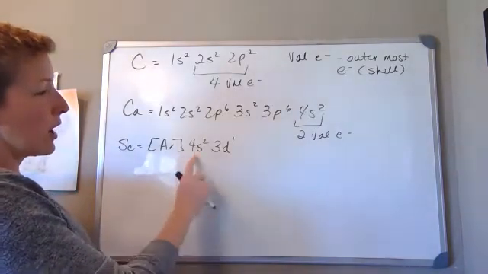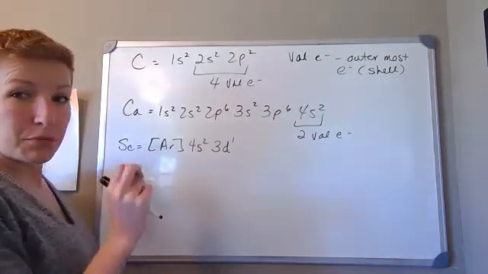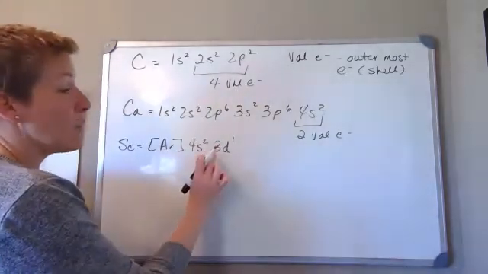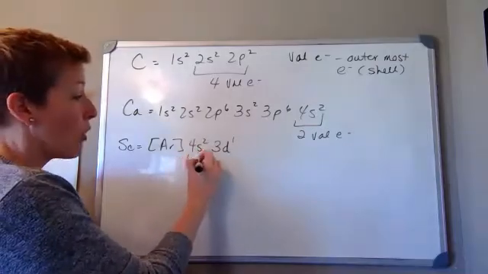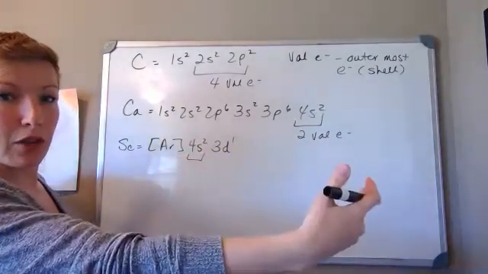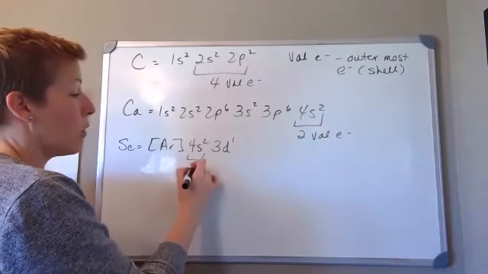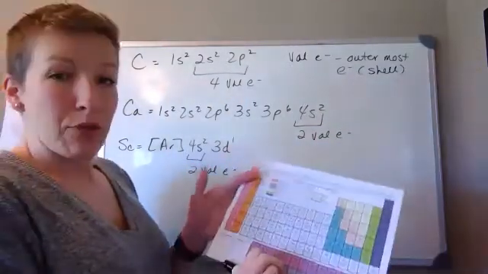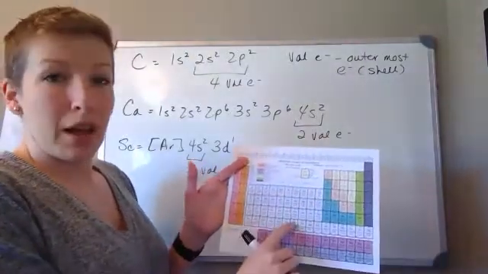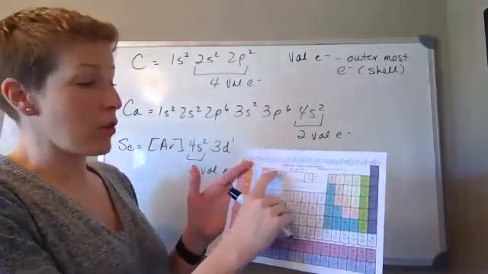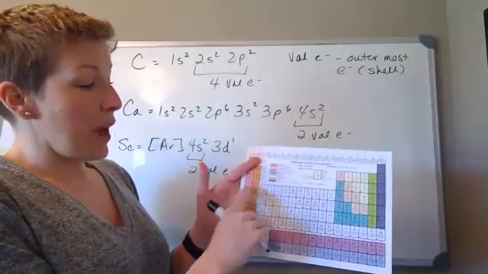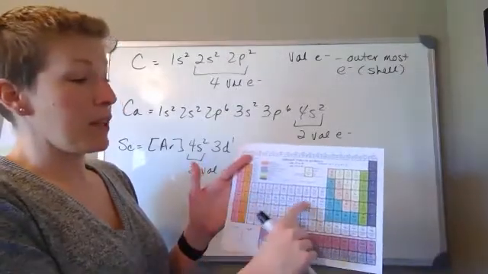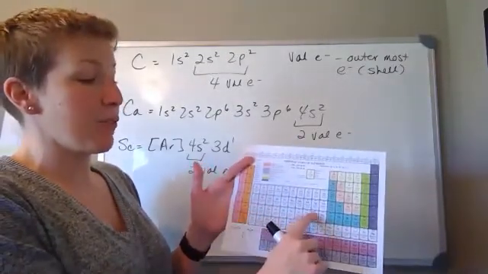Scandium: argon plus 4s2, 3d1. Our valence electrons are still the highest energy level possible. Even though 3d fills after 4s, 4 is still your outer shell, your highest energy level, so we still only have 2 valence electrons. That's why every single element in the d block is labeled as 2 valence electrons, because here's 4s, but then it's 3d. Here's 5s, but then it's 4d. Here's 6s, but then it's 5d.